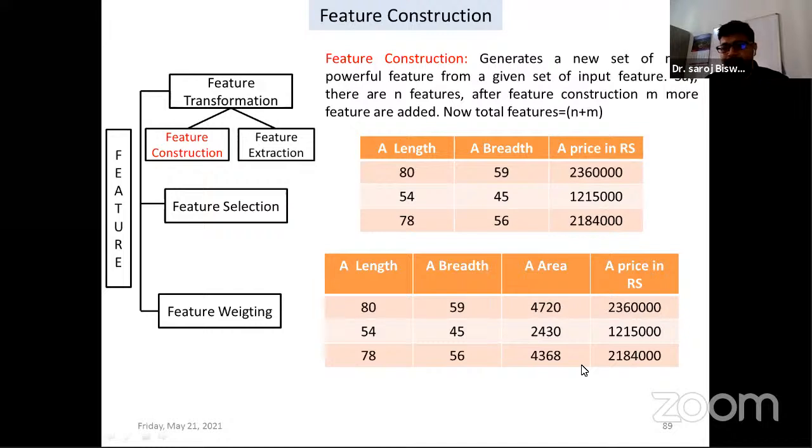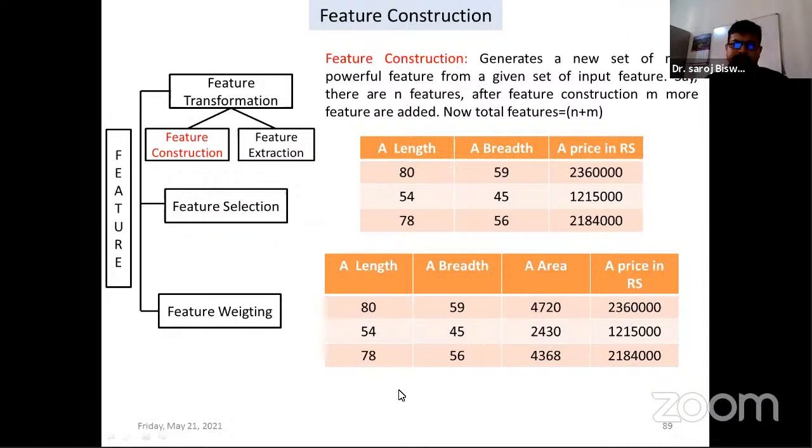What is the meaning here? Initially, we had two features, this and this. After doing feature construction, we have created one new feature, that is area. So this feature is added here. So now the total number of features becomes how many? 3. Using 3 features, we can do the prediction here.